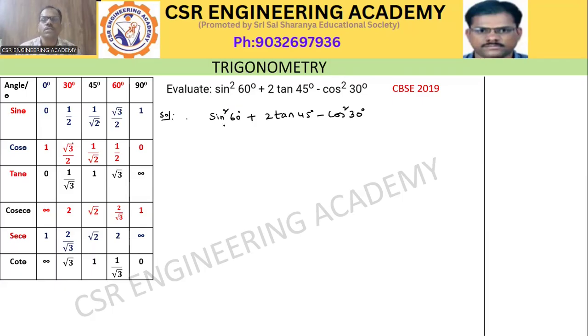Sin 60 is equal to root 3 by 2, that is (root 3 by 2) whole square, plus 2 into tan 45, which is 1, minus cos 30, which is root 3 by 2, that is (root 3 by 2) whole square. (Root 3 by 2) whole square is equal to 3 by 4, plus 2 into 1, which is 2, minus (root 3 by 2) whole square, that is 3 by 4. 3 by 4 minus 3 by 4 cancel, so the answer is 2.